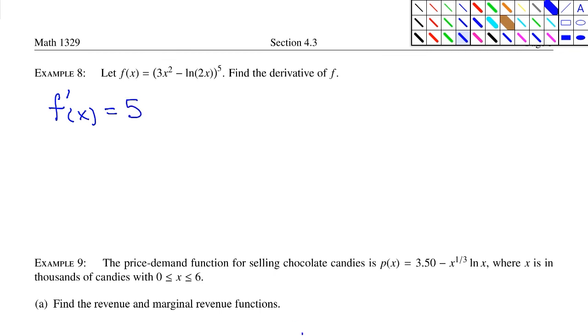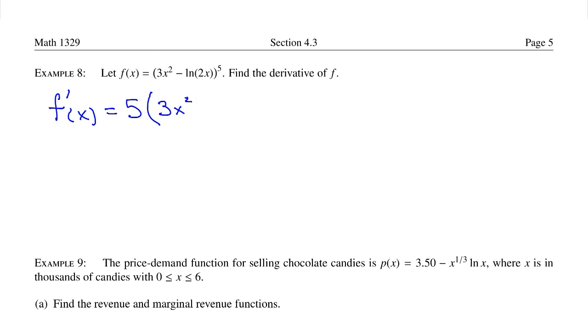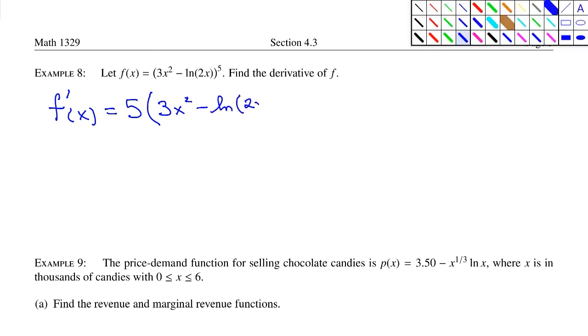So we have everything raised to the 5 power, so we're going to bring the 5 down. Inside stays the same. Lower the power by 1 times the derivative of the inside. The derivative of the inside is equal to 6x minus the derivative of the natural log function. That would be 1 over 2x, except that now the natural log function has an inside with itself. And so you use another chain rule in this piece right here, and the derivative of 2x is just 2.